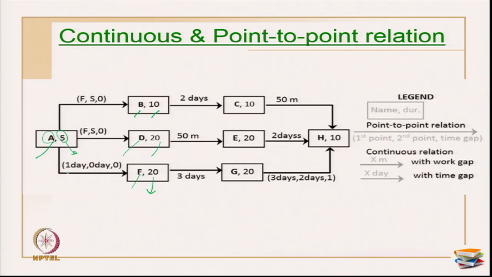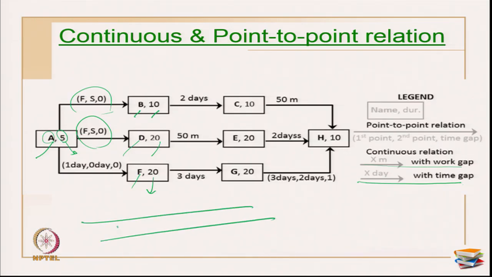Okay. Now, here they are also written in terms of duration and distance. Okay. So, the XM talks about work gap and the X day talks about time gaps. So, now when you have F0 on the arrows, it means it is a point to point relationship, and when you are having X days or XM, it talks about time gap or the work gap, which implies continuously between two activities I am having a relationship here.